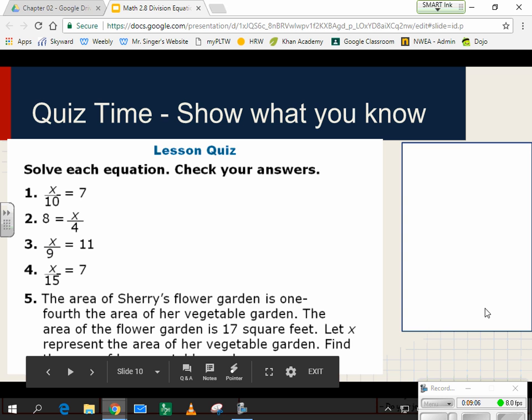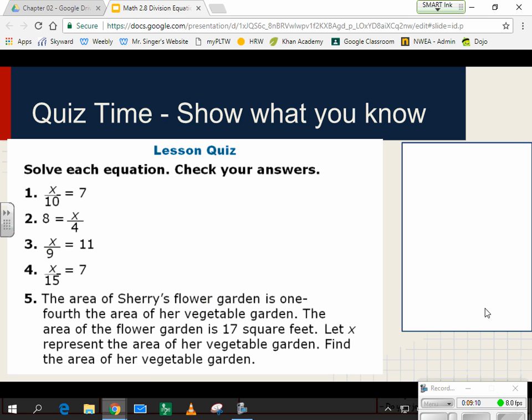And here's your quiz. You got 5 questions. Take your time, do your best. Remember inverse operation and showing your work, and then bring it to me when you're done.